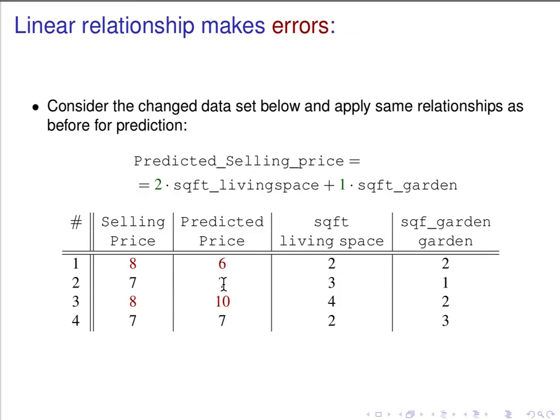Then here, predicted price for house number 2 is 7, since 2 times 3 plus 1 is 6 plus 1, 7. And then the third house has a predicted price of 10, that is 2 times 4 plus 2, that's 10. And finally, the fourth house has a predicted price of 7, 2 times 2 plus 3.